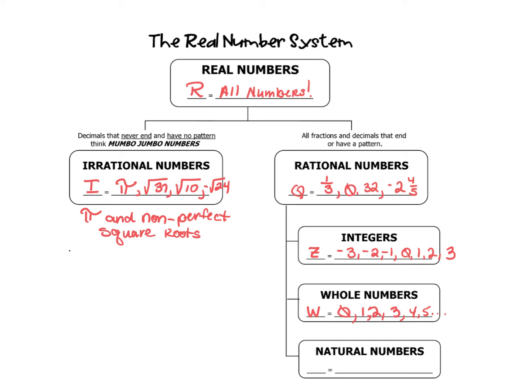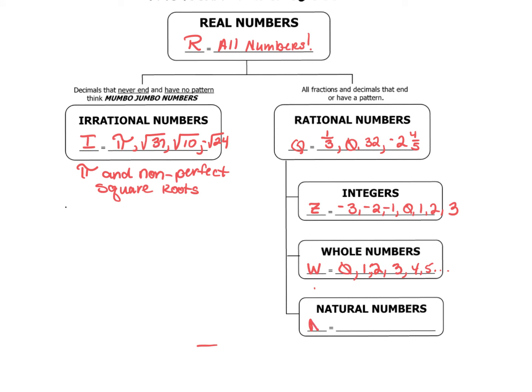And natural numbers are indicated with the letter N, and you just count 1, 2, 3, 4, 5 into infinity. Natural numbers are also called counting numbers, because you only count.